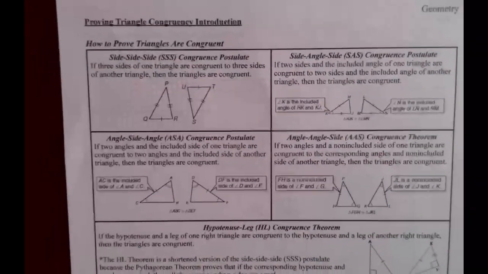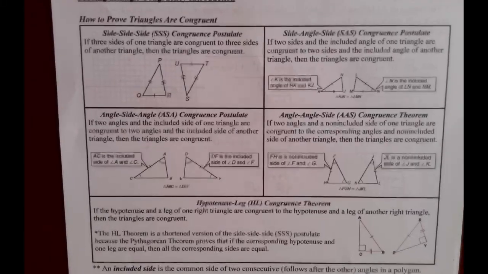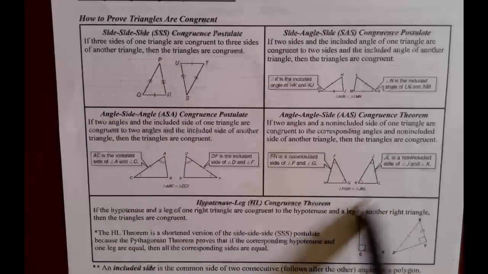Okay. So a lot of times people are a little bit confused about triangle proofs, but it's actually quite simple. And the reason why is because there really is only 5 ways to prove triangles are congruent. And these are the 5 ways listed here.